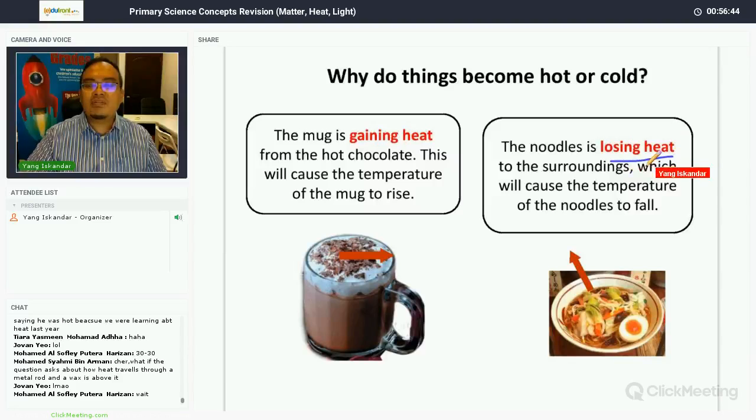The noodles are losing heat to the surrounding, which will cause the temperature of the noodles to fall. So if you are eating something, let's say you buy a bowl of noodles, after about 5 to 10 minutes, you can feel that it becomes less hot. The temperature starts to fall. Why? Because the noodles lose heat to the surrounding, especially if it's an air-conditioned place, or you go to a restaurant, you will lose it very, very fast. Okay.